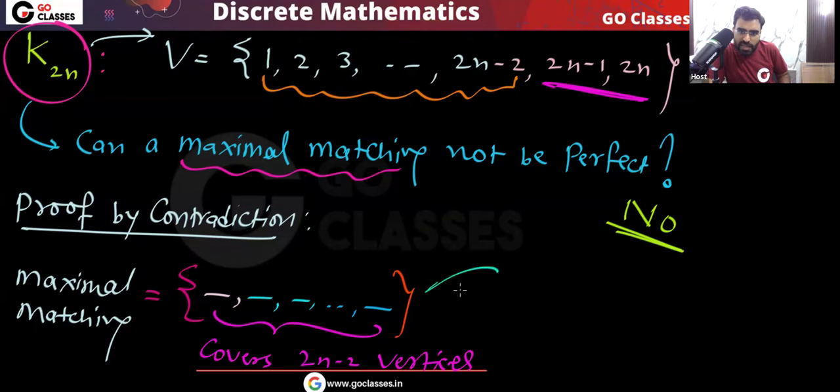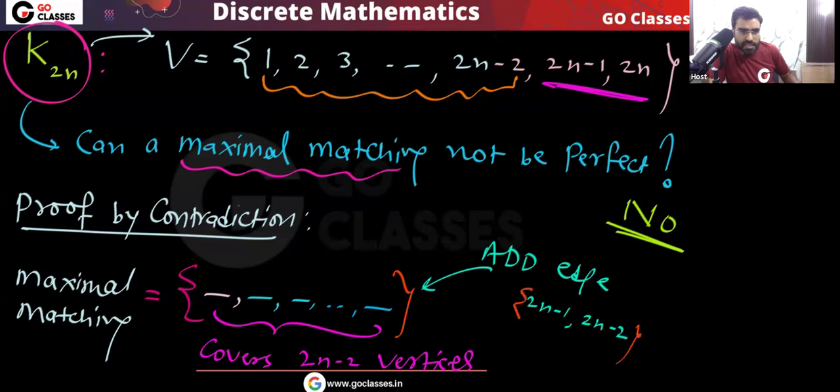So you can notice that I can add this edge, 2n minus 1, 2n minus 2. This edge I can add, and that is the reason there is a contradiction. Yes or no? So I can add this edge, and that is the reason this is not maximal: contradiction. So I can say that every maximal matching is perfect in this complete graph on 2n vertices.